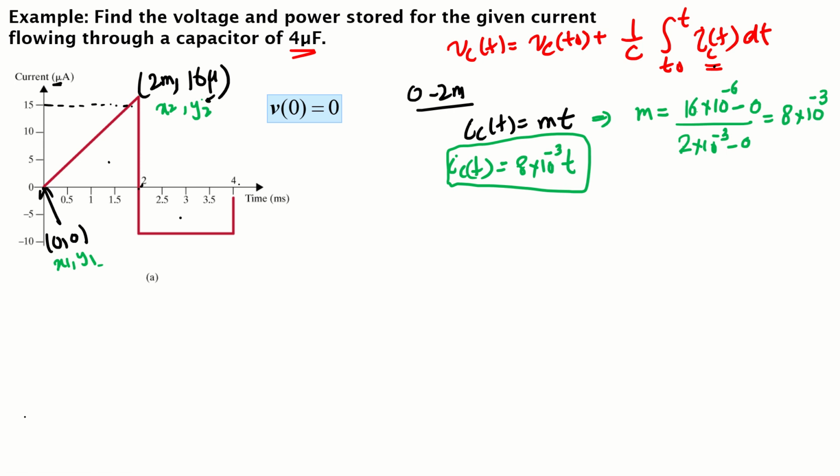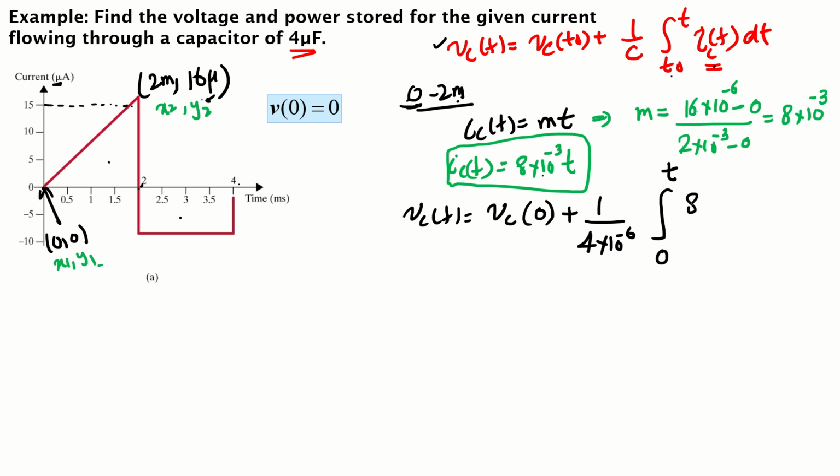Now using this, let's calculate the voltage. So the voltage for this case will be initial voltage. We are talking from 0 to 2, so the initial point is basically 0. So what is the voltage at 0? Plus 1 over C. What is the value of C? 4 micro. Integral from t naught to t. What is the t naught? Our first point, which is basically 0. So from 0 till t. Current. What is the current? 8 times 10 power minus 3 t. And we need to integrate this.